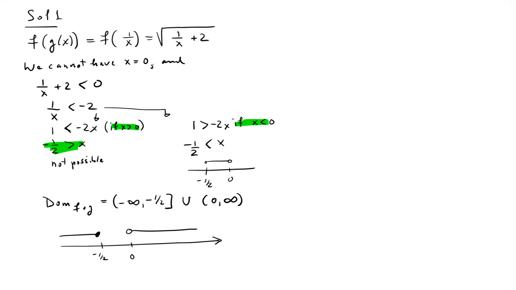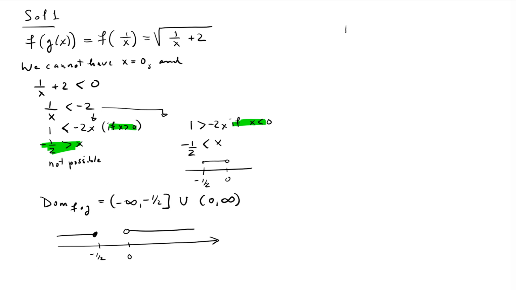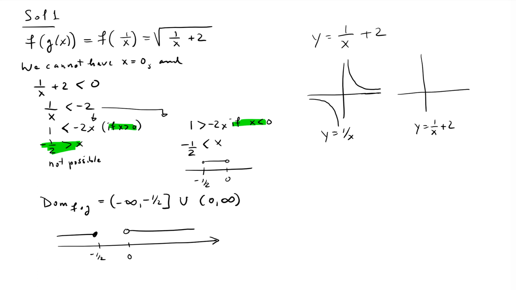Maybe very quickly, another way to look at this problem is just to look at the graph of 1 over x plus 2. Now 1 over x is from our toolkit functions. It's a graph that looks like that, with the x-axis being an asymptote and the y-axis also an asymptote. And if you look at 1 over x plus 2, basically you add 2 to all y values on the curve.